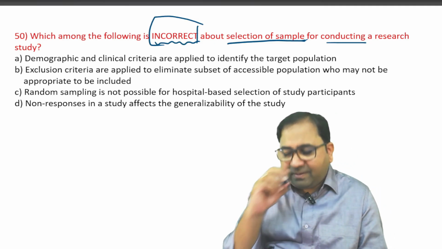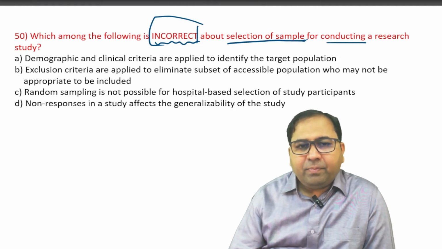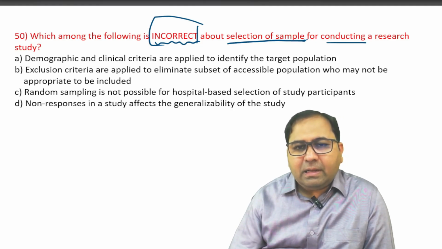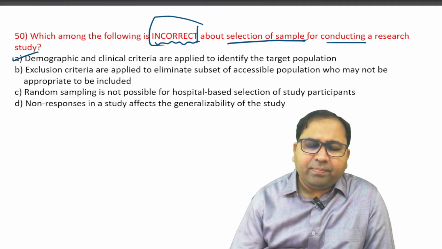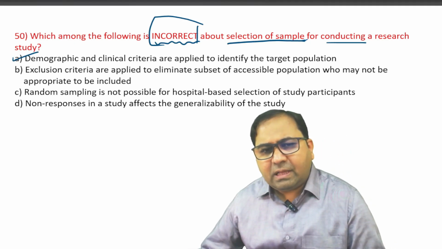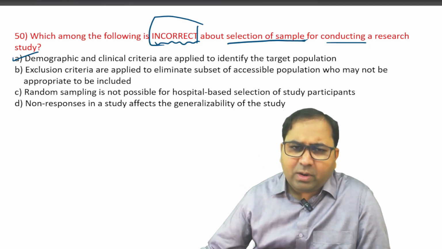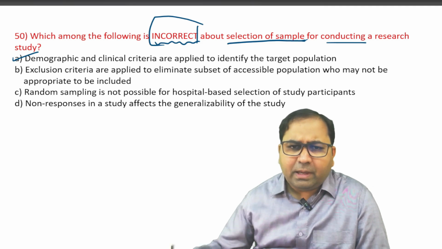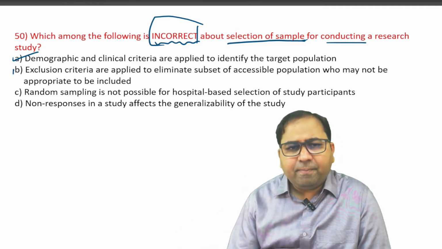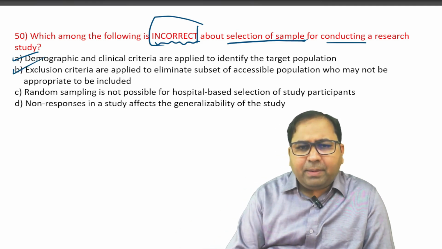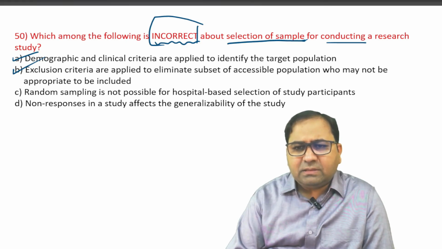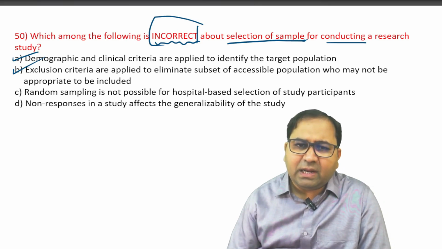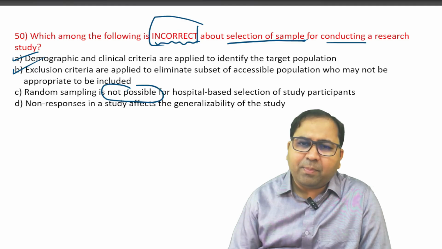Let us see the statements again. Statement A. The demographic and clinical criteria are applied to identify the target population. Yes, this is a correct statement. Or B. Exclusion criteria are applied to eliminate the subset of accessible population who may not be appropriate to be included. Yes, even this is a correct statement. Then third, random sampling is not possible for hospital-based selection of study participants. This is definitely incorrect because random sampling can be possible. Okay, so this is the answer for our question.